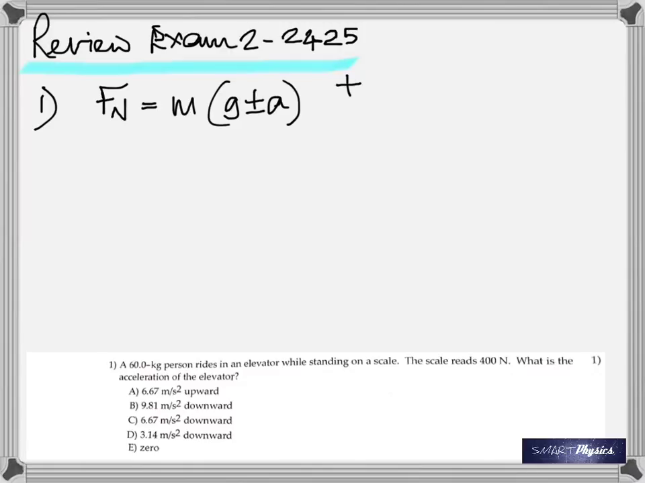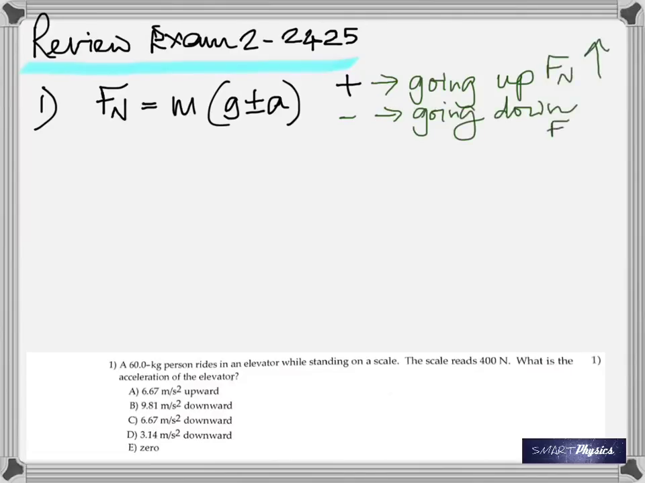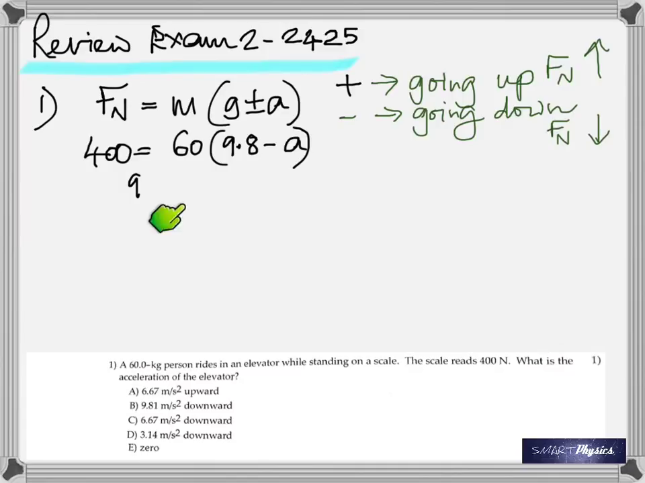Up. So if it's going up, it's g plus a. If it's going down, it's g minus a. That's how you remember that. So plus when it's going up and minus when it's going down. And therefore, according to this question, 400 is what it reads. The mass is 60, and then g minus a.